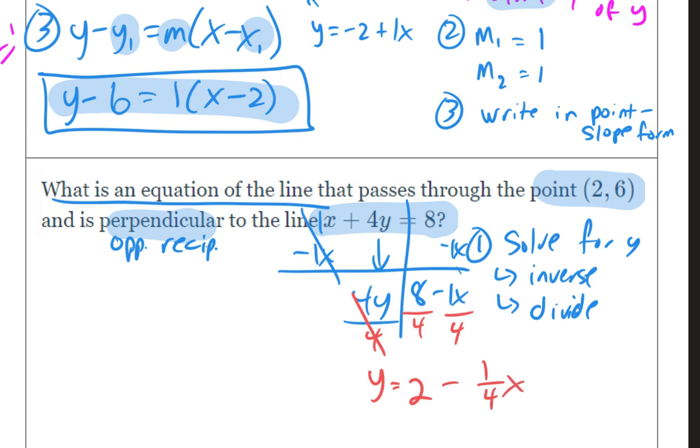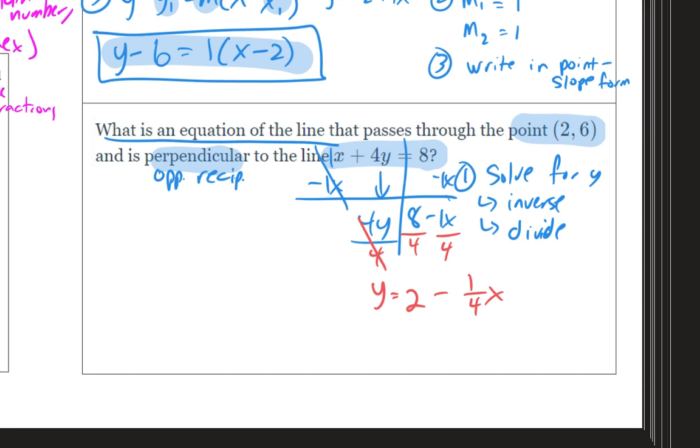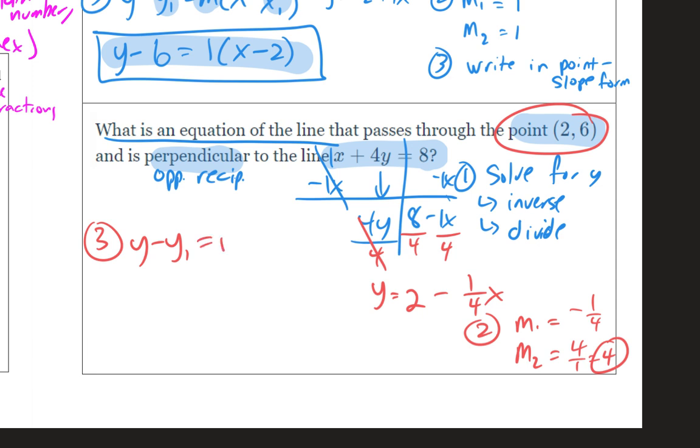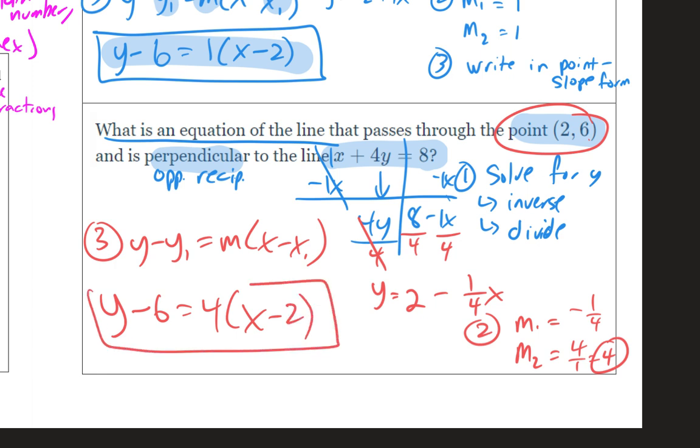Okay, so now we're on step number 2, right? M1 and M2. Let's go and write those down. What do you think M1 is? That's right, it's not 1/4, it's negative 1 over 4. So M2, instead of negative 1 over 4, is positive 4 over 1, or just 4. That's the slope we're going to use. That's the point we're going to use. Now let's write it in that y minus y1 equals m times x minus x1 form. We're going to say y minus the y1 value of 6 equals our new slope of 4 times x minus x1 of 2. Okay, and that's our answer.